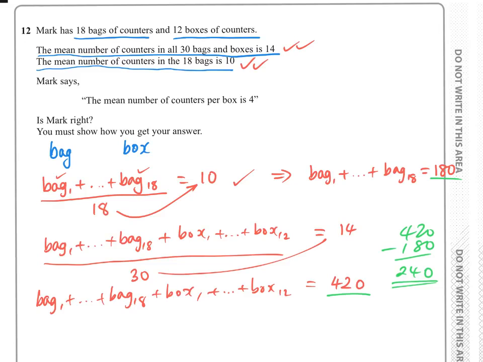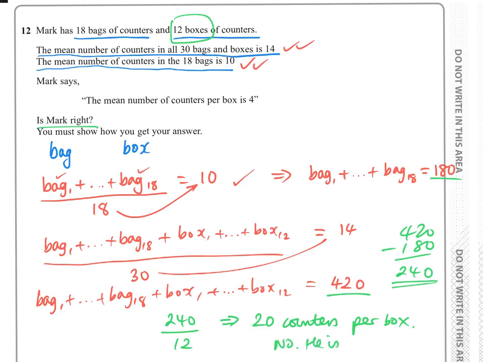But how many boxes were there? Well, if 240 is how many counters there are in all of the boxes, then if there are 12 boxes, as it says here, the mean will be 240 divided by 12, which is actually 20 counters per box. So after all of that, is Mark right? No, he is wrong. Okay, so quite a tricky question to explain, but I hope you understood it anyway.